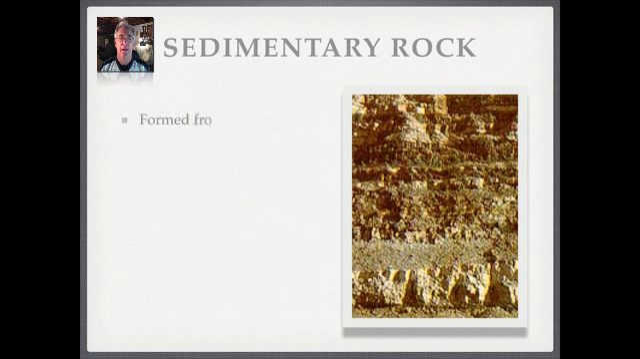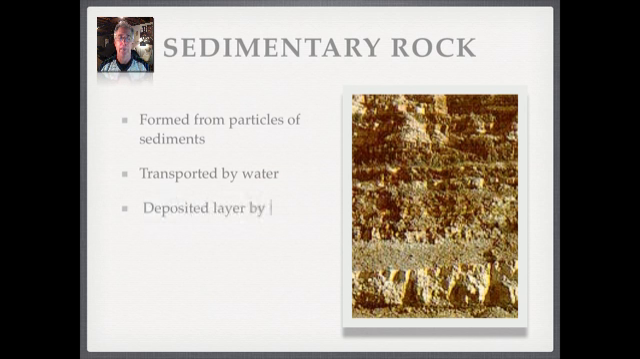And then lastly is sedimentary rock. Sedimentary rock is formed primarily from particles of sediment that have eroded away, whether through the thawing effect or water action. But it's transported primarily by water action. There is a little bit of wind involved, but primarily it's water that deposits it, and that's the thing that gives it those layers. You can see the layers formed in it.